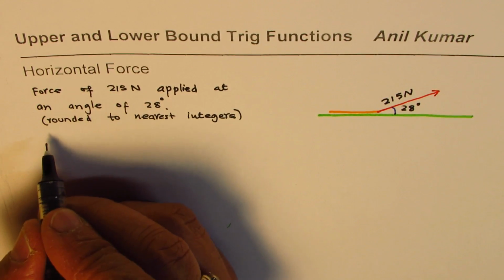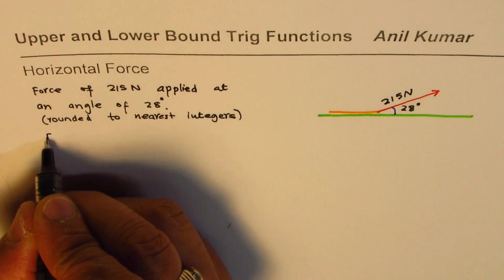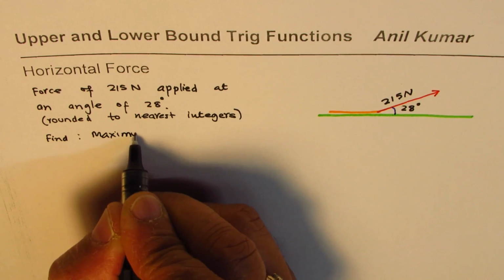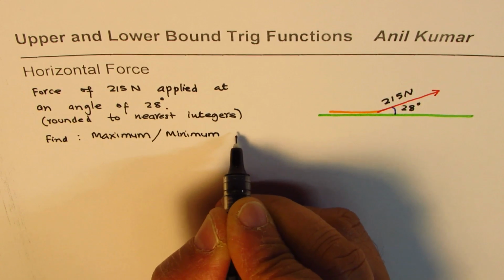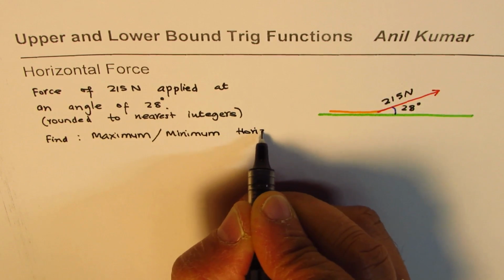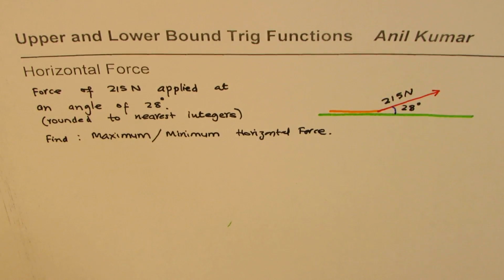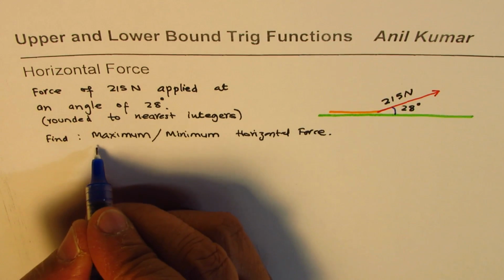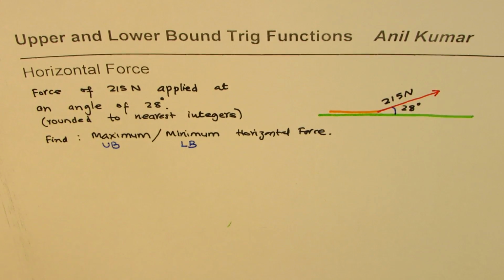Now what do we need? We need to find the maximum and minimum horizontal force. This is what we need to find. Now, when I say maximum or minimum horizontal force, then in our language of upper and lower bound, maximum becomes the upper bound and minimum becomes the lower bound. So that is what we really mean by upper and lower bound.